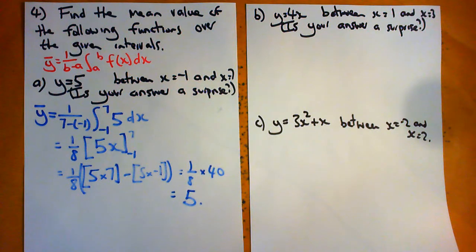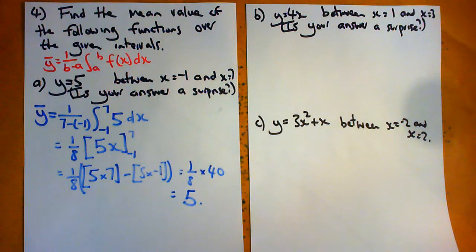Okay, question B. y equals 4x between x equals 1 and x equals 3. Is your answer a surprise? So again, let's predict our answer using some intuition. Okay, so y equals 4x looks like it has the form y equals mx plus c, so m is 4 and c is 0. If we put in x equals 1, we get 4 times 1 is 4. And put in x equals 3, we get 4 times 3 is 12. So it's somewhere between 4 and 12.